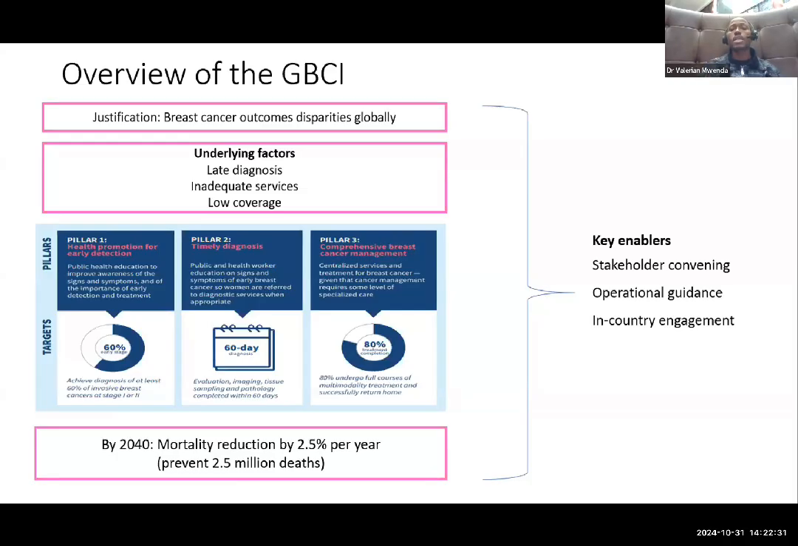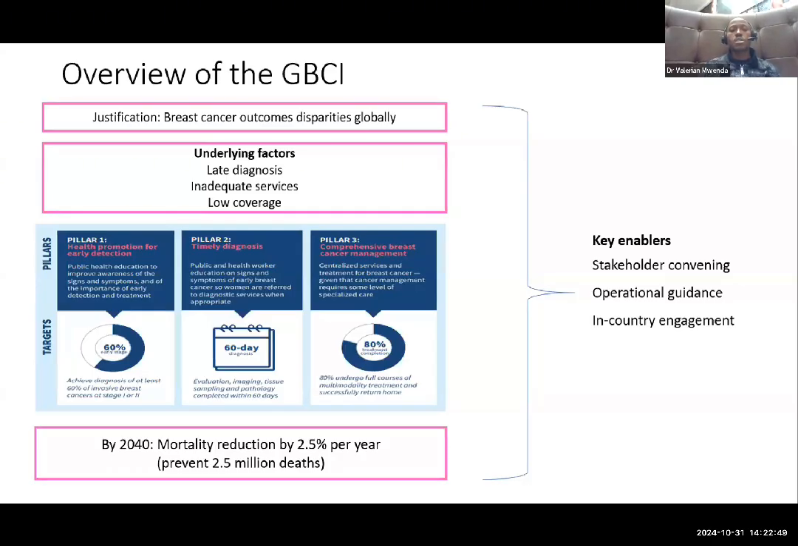Diagnosis. So when these women interact with the healthcare system, the system is able to actually detect breast cancer early and link them promptly to care. And then pillar three, focusing on the third interval, which is ensuring effective treatment, multimodal treatment for breast cancer.